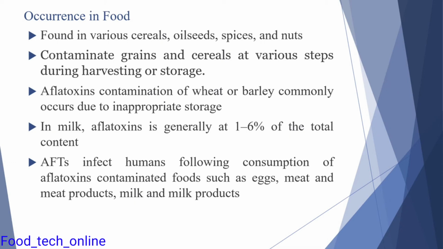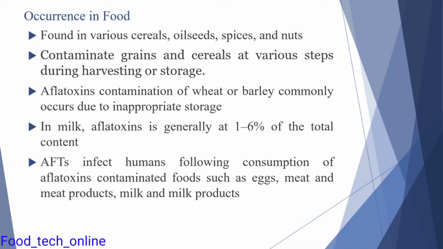So next topic is the occurrence or the chance of presence of aflatoxins in food. In which type of food these aflatoxins are commonly present, or what are the major kinds of food which these Aspergillus species will spoil. They are mainly found in various cereals, oilseeds, spices, nuts, etc.